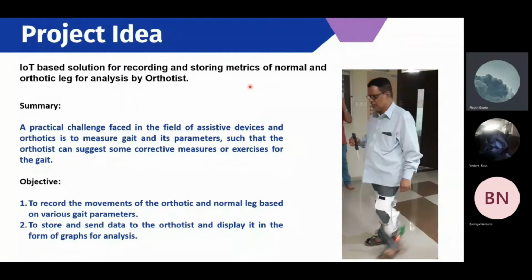So our main objective is to measure the gait parameters of the leg, and then those parameters would be compared with the normal leg, and after that a quantitative report will be generated, which would assist the doctors as well as the patient to improve their gait by suggesting certain exercises or medication to the patient.